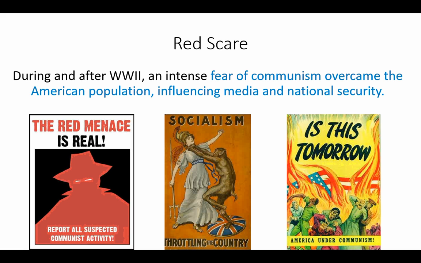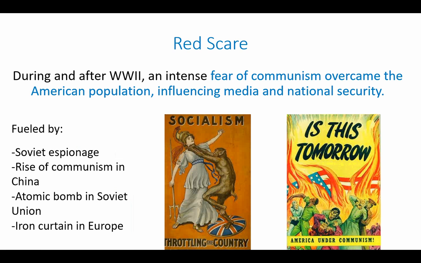And so during and after World War II, an intense fear of communism overcame the American population, influencing media and national security. Okay, this was fueled by this belief that there were Soviet spies in the country, also by China being overtaken by communism, the fact that the Soviets had an atomic bomb, they were afraid of the Iron Curtain in Europe, and so some American politicians really used this to their advantage.